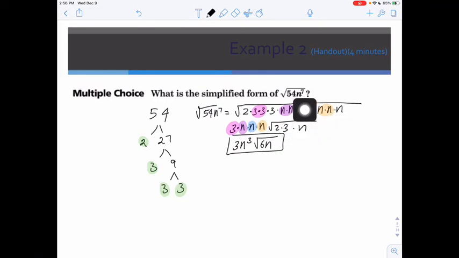Like the previous slide said, if you have an odd exponent, then we have n to the 6th times n. And when we take the square root, you're basically dividing the exponent by 2. So n to the 6th divided by 2 would give us 3 n's, or n cubed, and then there was an extra n left over inside.